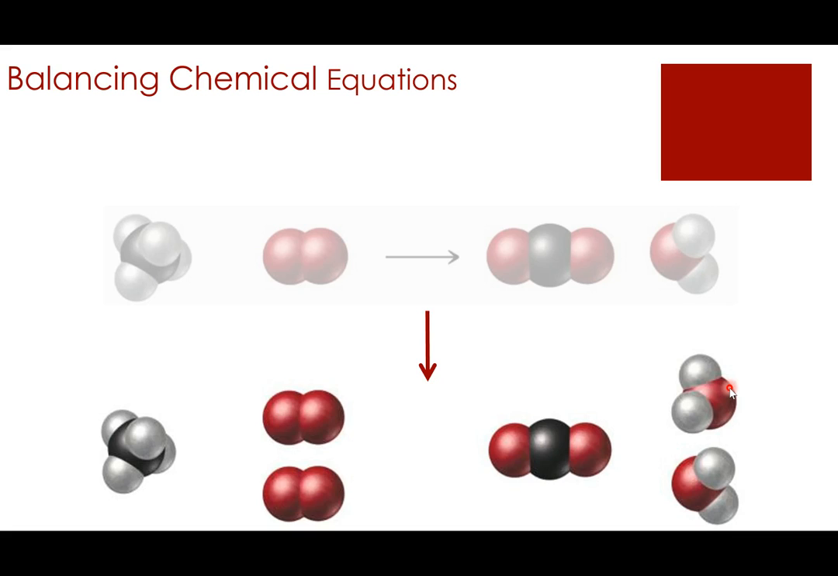Now, if I go to count any of those colored dots, I would see that I have 1, 2, 3, 4 oxygens on the reactant side, 1, 2, 3, 4 oxygens on the product side. So this is a balanced chemical equation.